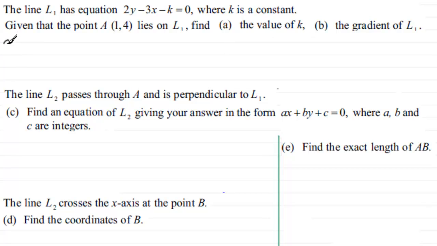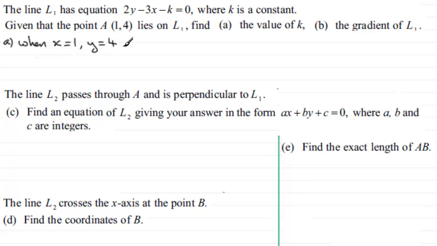So for part A then, how are we going to find the value of k? Well, since 1, 4 is a point that lies on the line, it must satisfy that equation. In other words, when x is 1, y is 4. So if we just write that in here, that when x equals 1, y equals 4, we can substitute these two values into the equation and work out what k is.